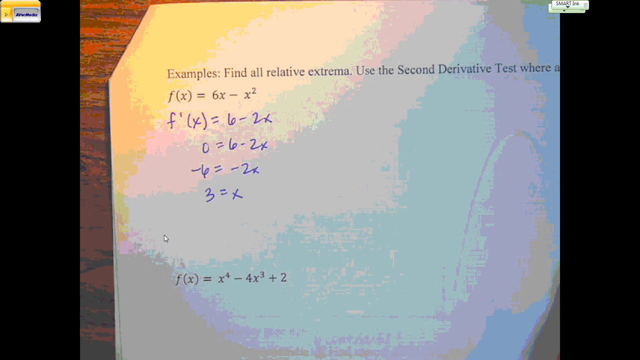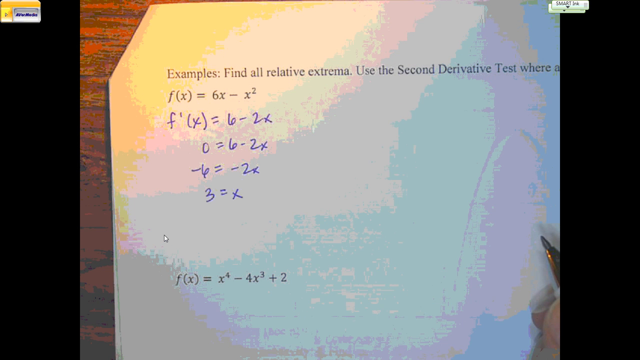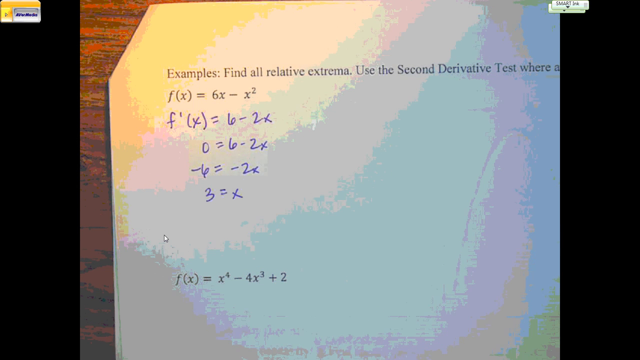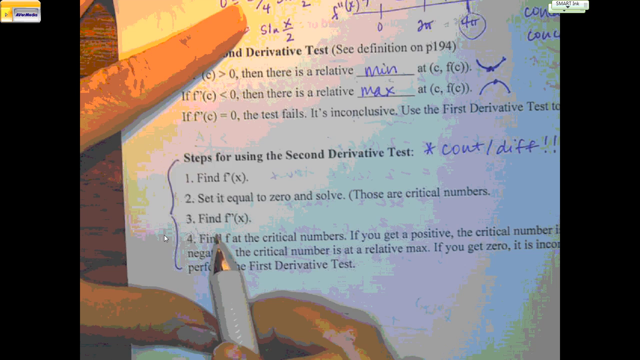Do not draw a number line. I know your pencil wants to. Please don't do that. It's hard for me to not do that. I'm in the habit. I have to go, oh, wait, it's different. So at 3, something happens. Third step, find your second derivative.